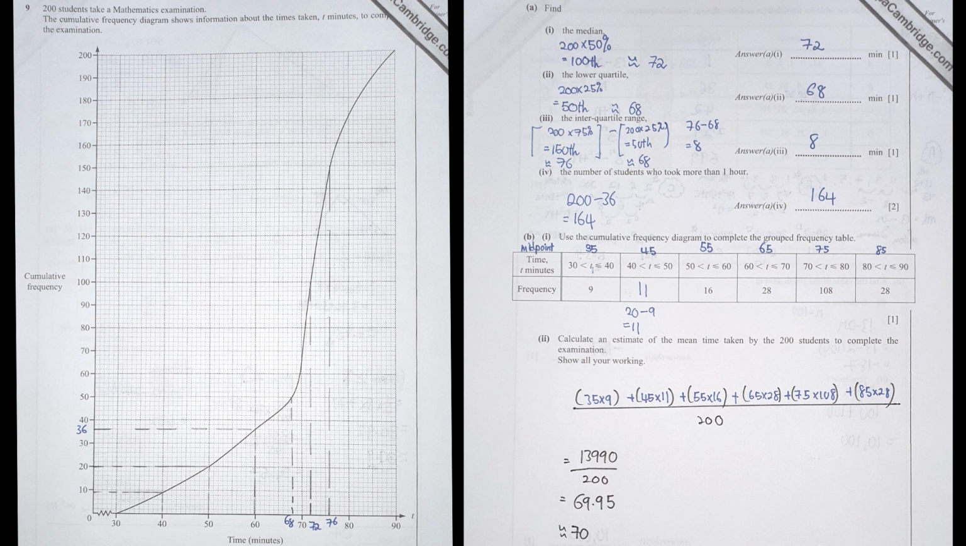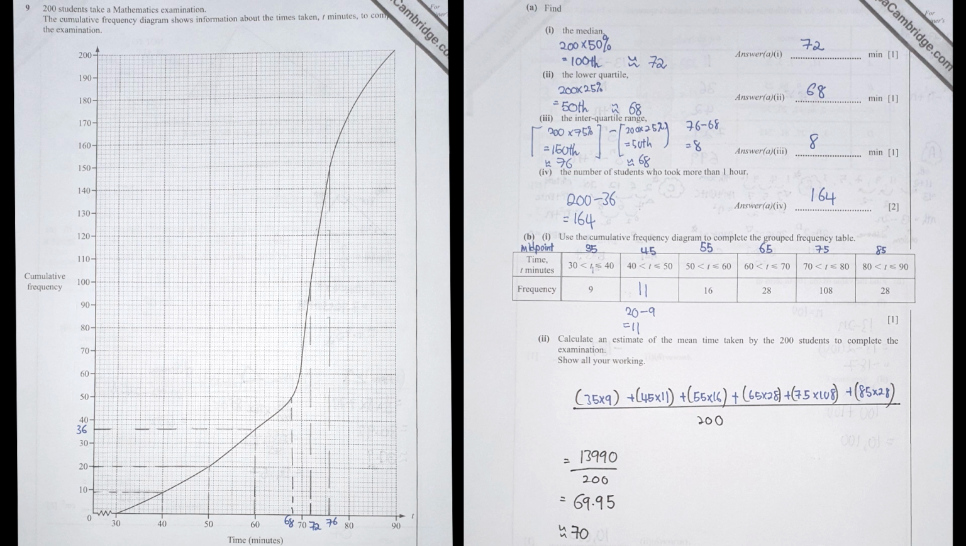The number of students who took more than 1 hour, this one will be 200 minus 36, because from 60 we trace it back, it's actually 36. So the total number of students will be 164.